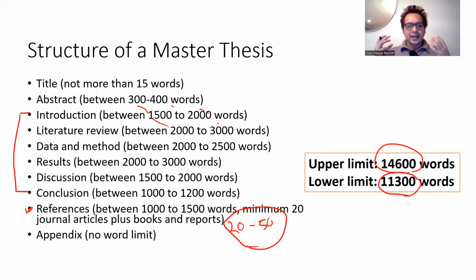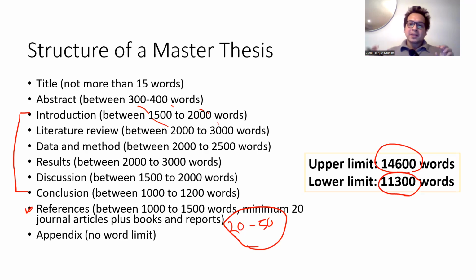There are no law-like issues here that it has to be this and it has to be that. I mean, a master thesis should not be less than 11,000, 12,000 words. That's something for sure. But for the upper limit, there is not really any particular value. We have seen theses of 20,000 words, 25,000 words. So it's totally up to you and your supervisor how much you want to do.